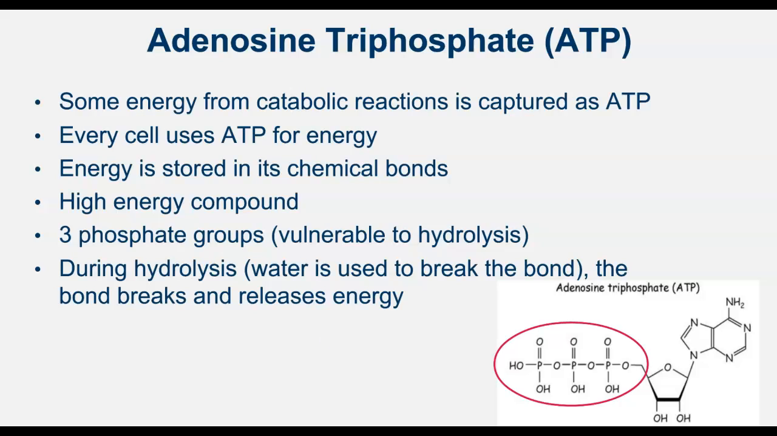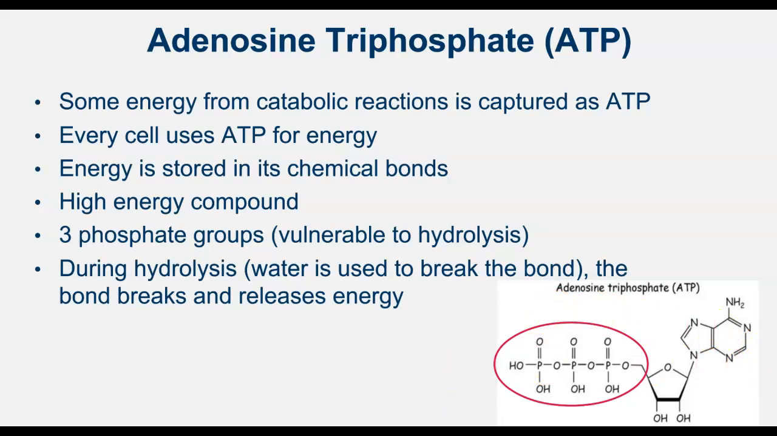And so what is this energy that's captured? This captured energy, you may have heard of it before, is called adenosine triphosphate. And we call it ATP. And so some of the energy, when we break apart those molecules, is captured as that ATP. And our body uses that. Every cell needs energy. Every cell that has some sort of work that they're doing. So every cell uses ATP for energy. And we store it in chemical bonds.